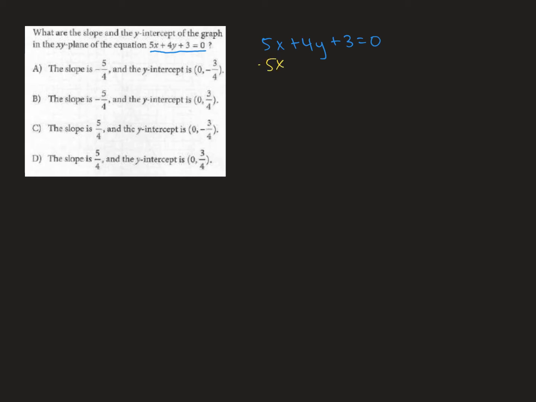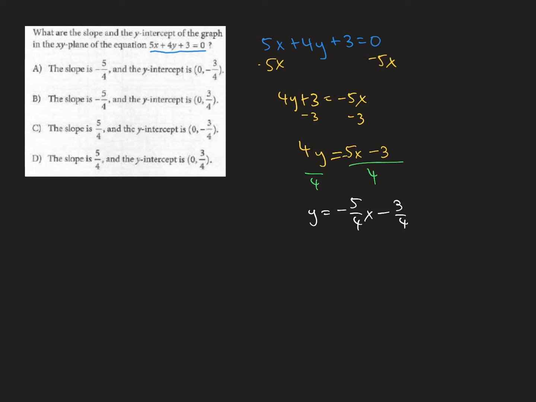So our first step will be minus 5x from both sides. So 4y plus 3 equals negative 5x. Then minus 3 from both sides. We have 4y is equal to minus 5x minus 3. And then we isolate y, so we divide by 4 on both sides. And then we get y is equal to minus 5 over 4 x minus 3 over 4. Now that we have this equation, we have to interpret it.